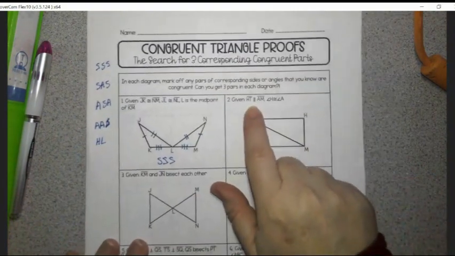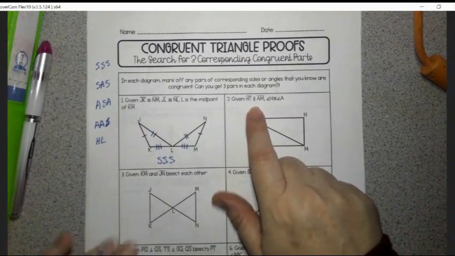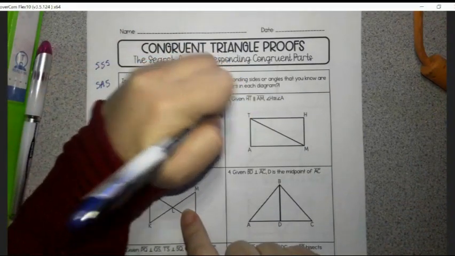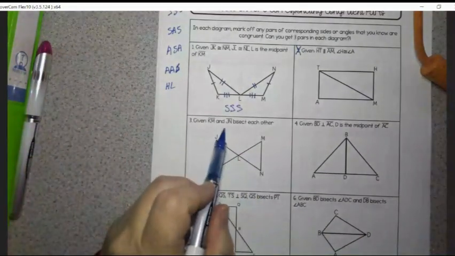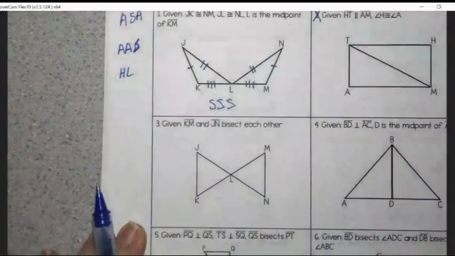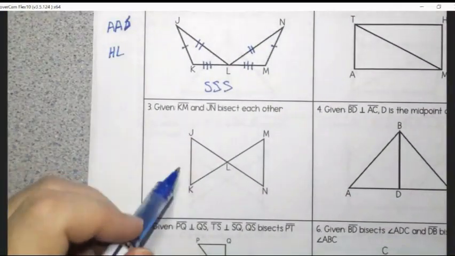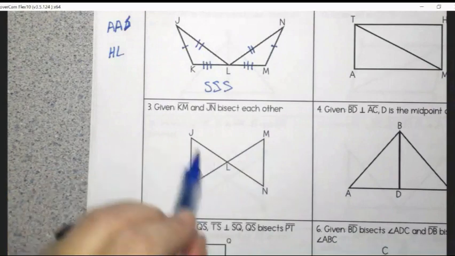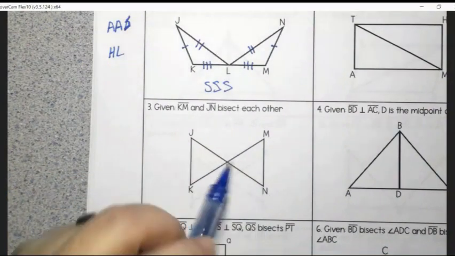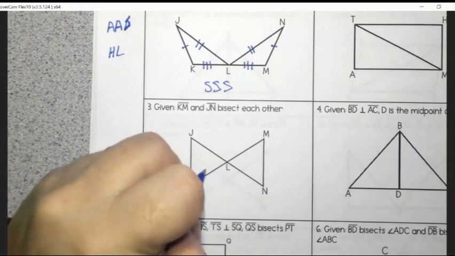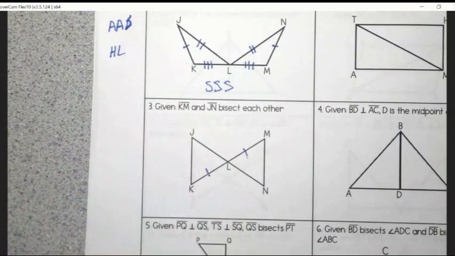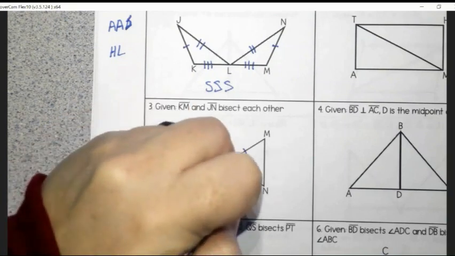Okay, this symbol here means parallel, and we have not learned about parallel lines yet, so I'm going to cross that one off. The next one says KM and JN bisect each other. That means that those 2 are cutting each other in half. So KM and JN cut each other in half. That means L is the midpoint of both of those lines. So I'm going to mark those 2 parts have to be the same, and these 2 parts have to be the same.